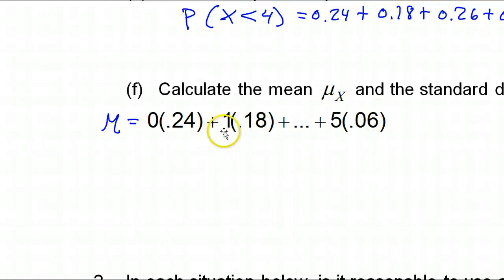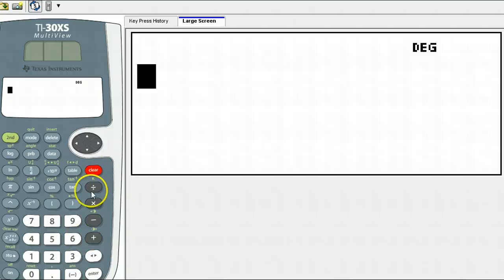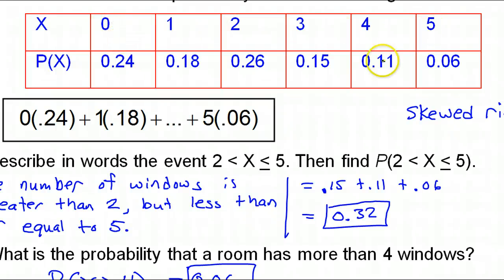But real quick, I'm also going to remind you how to do this using the list functions on your calculator. Most of you will probably find it easier just to type all this in your calculator and hit enter. But just in case anybody wants to use the list functions, here's how you do it. You're going to want to go to your TI-30XS MultiView, hit your data button, so it's looking like this. In list 1, you're just going to put your X values: 0, 1, 2, 3, 4, 5.